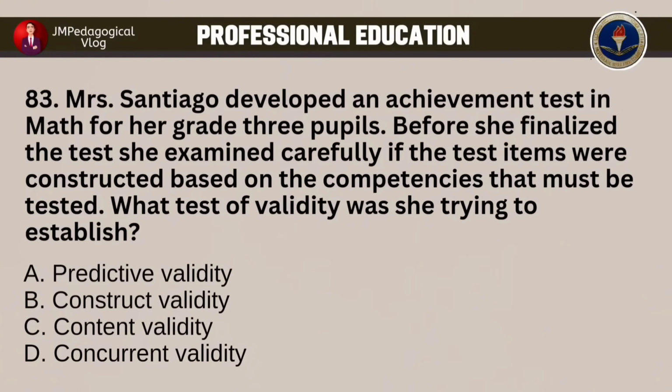Mrs. Santiago developed an achievement test in math for her grade 3 pupils. Before she finalized the test, she examined carefully if the test items were constructed based on the competencies that must be tested. What test of validity was she trying to establish? A. Predictive validity. B. Construct validity. C. Content validity. D. Concurrent validity. C. Content validity.